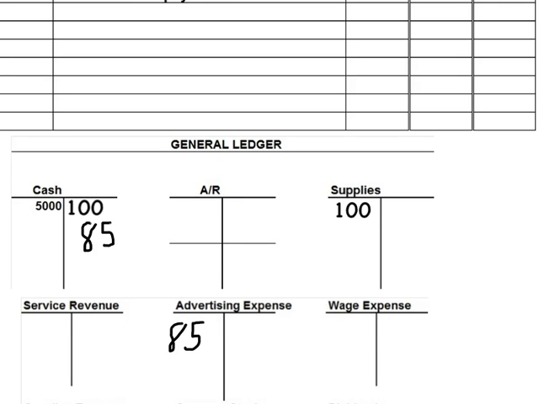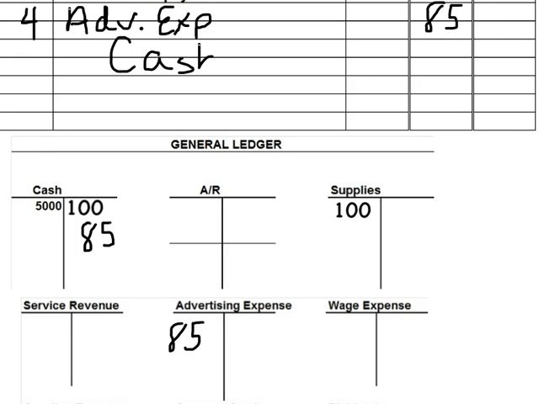It is decreasing the cash account, $85. Our journal entry, number 4, would then be advertising expense, $85. And remember, our credits are indented. Cash, $85.